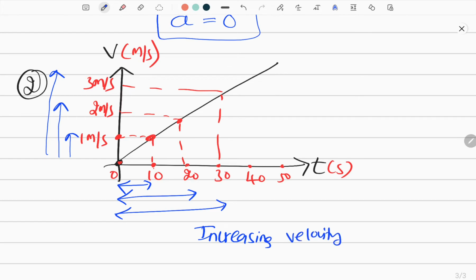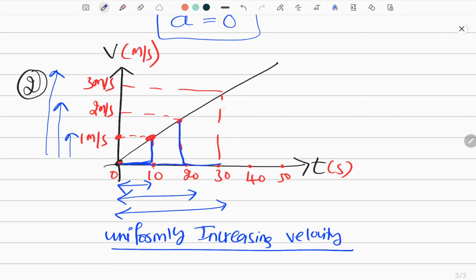Increasing velocity with time. But how is that velocity increasing? It is uniformly increasing. For every 10 seconds, 1 meter per second; for the next 10 seconds, one more increase. 20 to 30, another 1 increase. See, look at this, uniformly it is increasing. For every 10 seconds 1 meter per second is increasing, so that is uniformly increasing velocity.